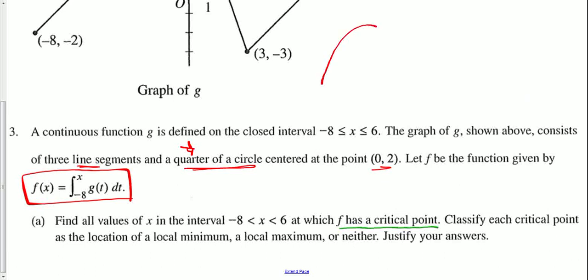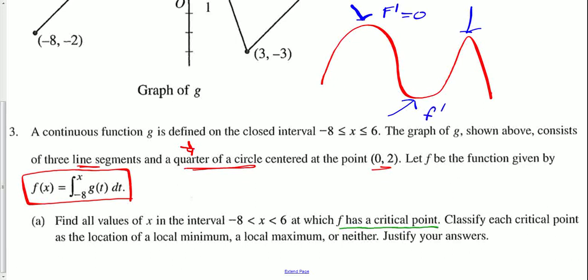Well, a critical point is when the derivative is equal to 0 or the derivative is undefined. So you might notice the derivative is equal to 0 here, and the derivative there, imagine that's really sharp, the derivative is undefined there. So these are critical points. Any of those points that I'm arrowing to right now are critical points. So we're going to need to figure that out for this.